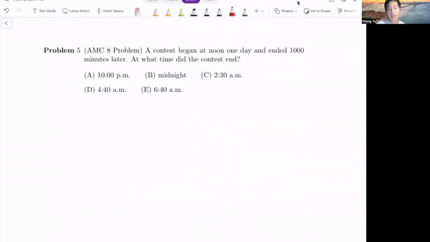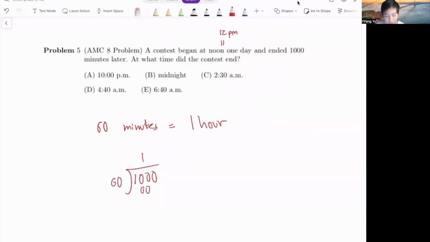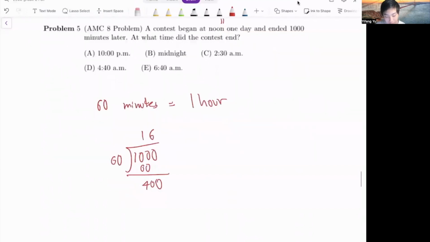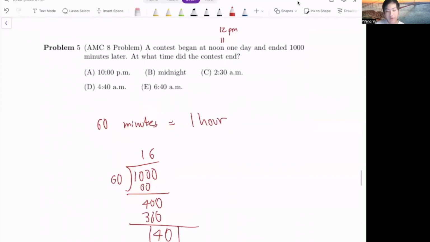Problem 5. A contest began at noon one day, which is just 12 p.m., and ended 1,000 minutes later. At what time did the contest end? So if we know that 60 minutes is equivalent to 1 hour, we then divide 1,000 by 60. So let's quickly do some math here. That gives us 16 and 40 minutes left. So the contest lasted 16 hours and 40 minutes.